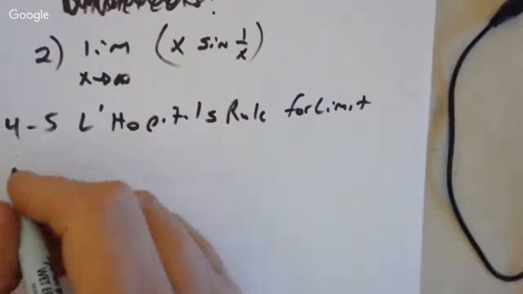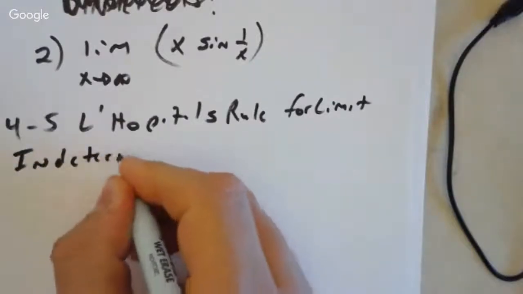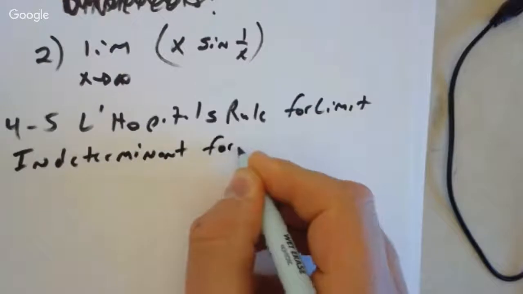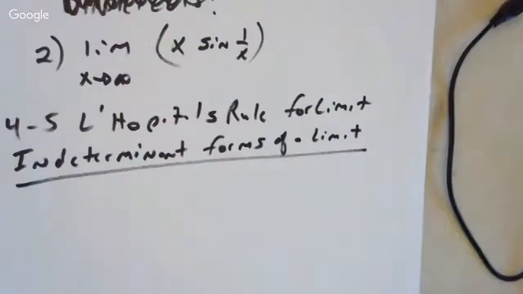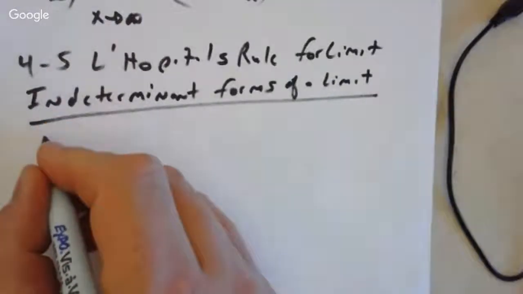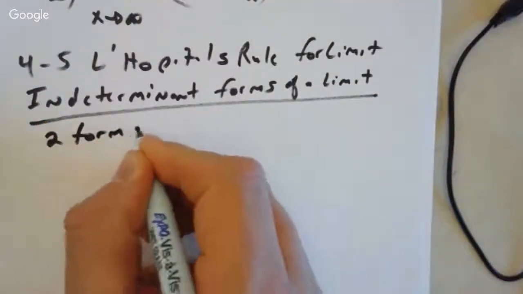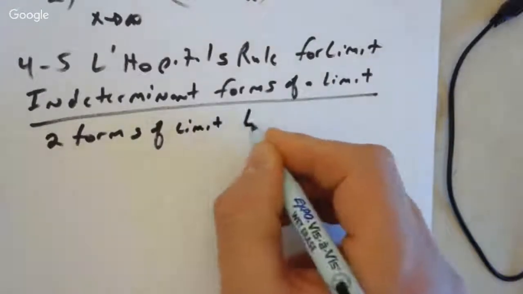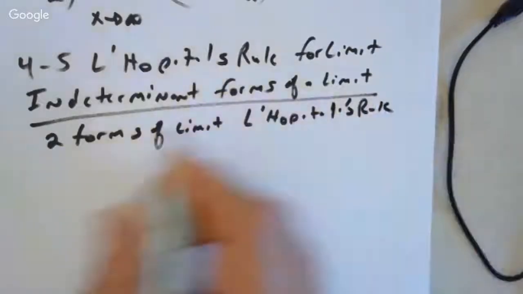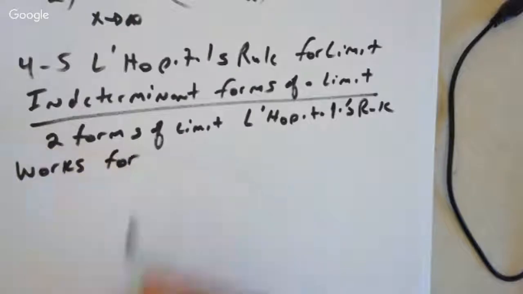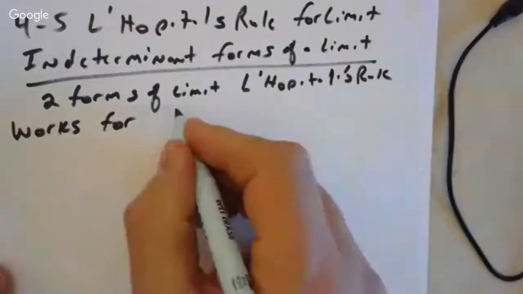Today, L'Hopital's rule deals with something called indeterminate forms. Now, I would give a definition of indeterminate, but it just means we can't determine it. Contrary to popular belief, there are only two indeterminate forms that L'Hopital's works for. There are two forms of the limit L'Hopital's rule works for.